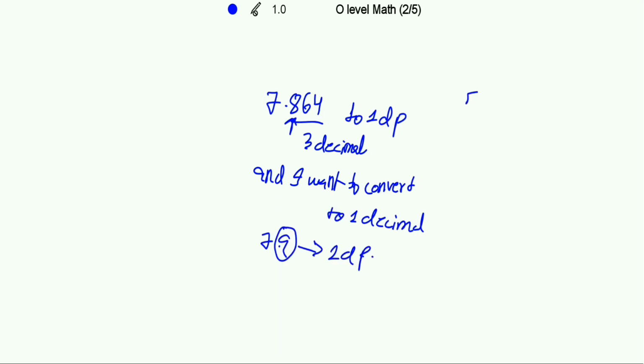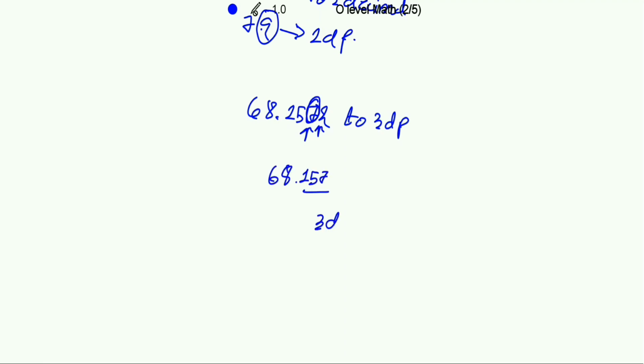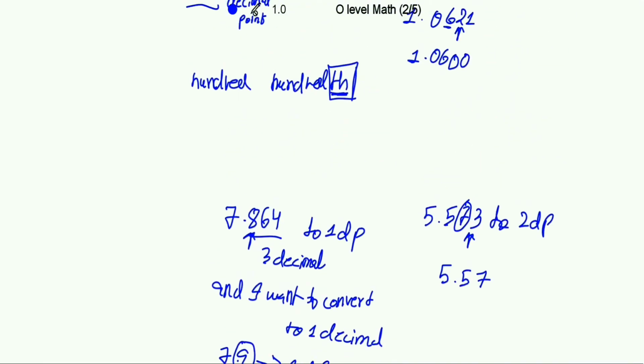Okay, let's say that I have the number 5.573 and I have to do it to 2 decimal places. So I'm going to round it up at this digit, and I'm going to look at this one. So it's going to be 5.57. Let's say that I have the number 68.1572 to 3 decimal places. So 3 decimal places means I need to round at this digit, and I will look at this one. So it's going to be 68.157, so 3 decimal places. Okay, this is what decimal places really means.